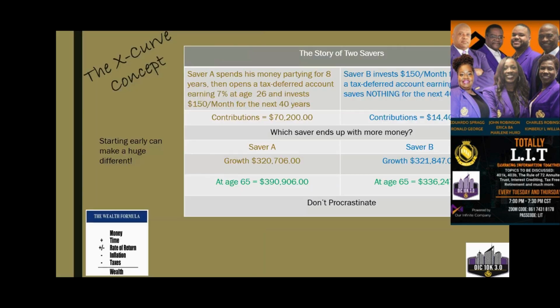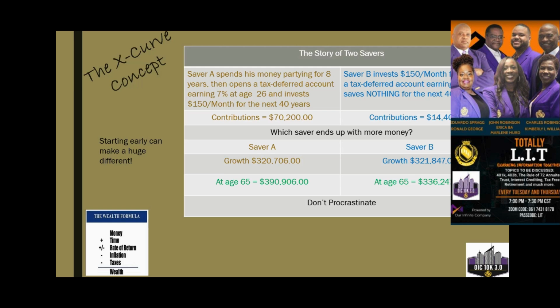So let's look at this story of two savers. On the left side, we have saver A, and then on the right side, we have saver B. These two individuals come from different walks of life, where saver A really didn't have the knowledge that you're getting right now, and they spent 8 years partying. Saver A spends his money going out, making it rain, all kind of stuff, making sure that he's the big man and he's getting a tab for all of his friends.